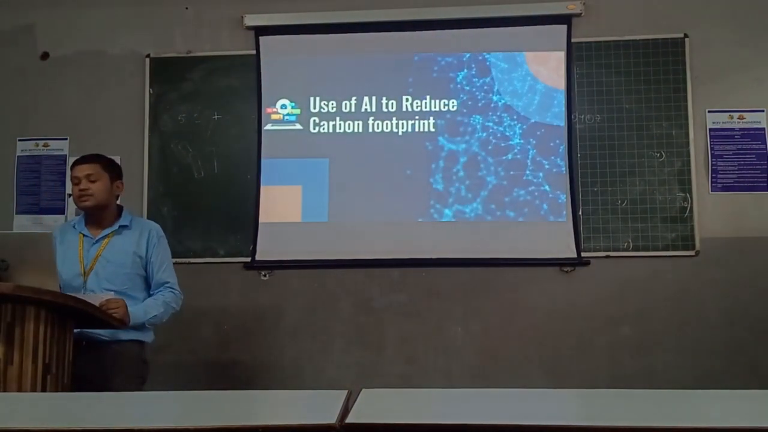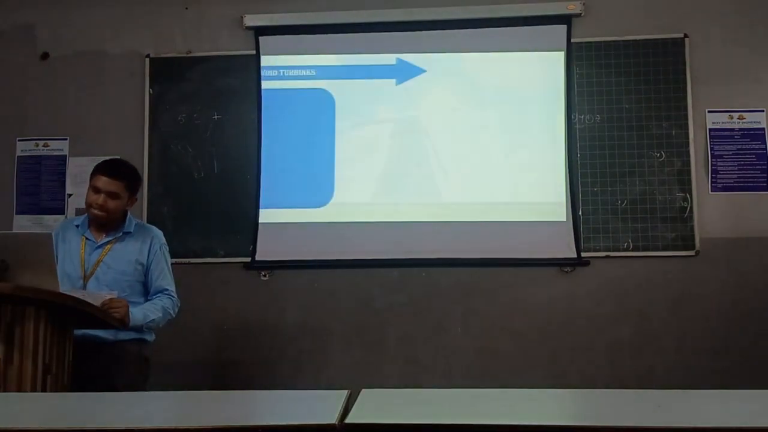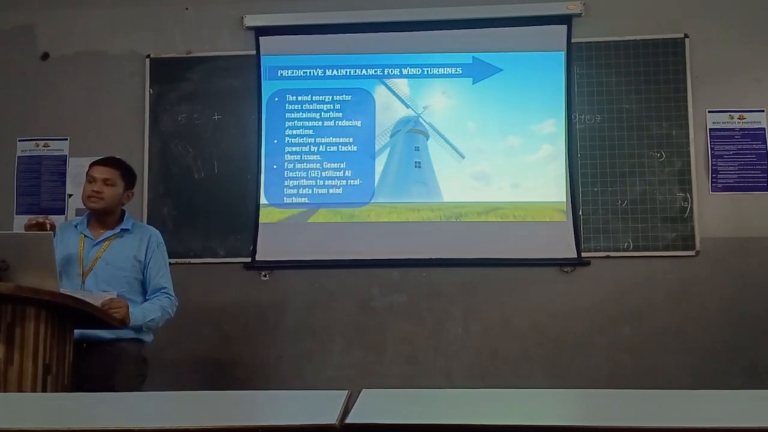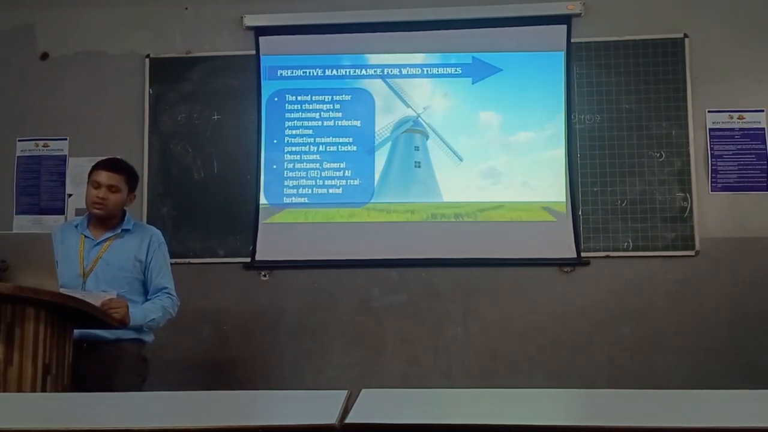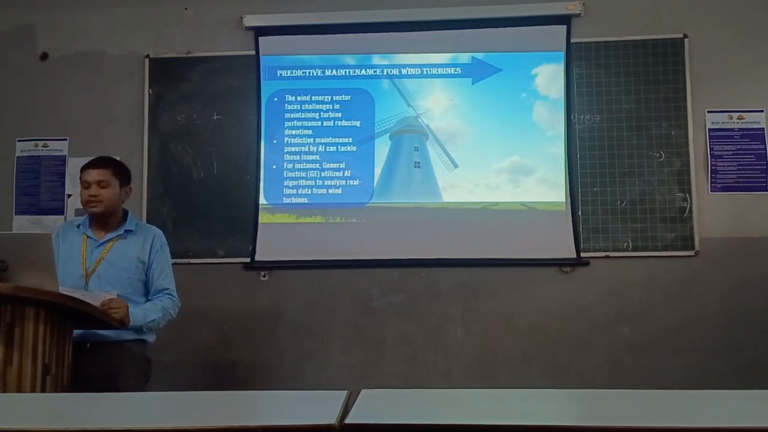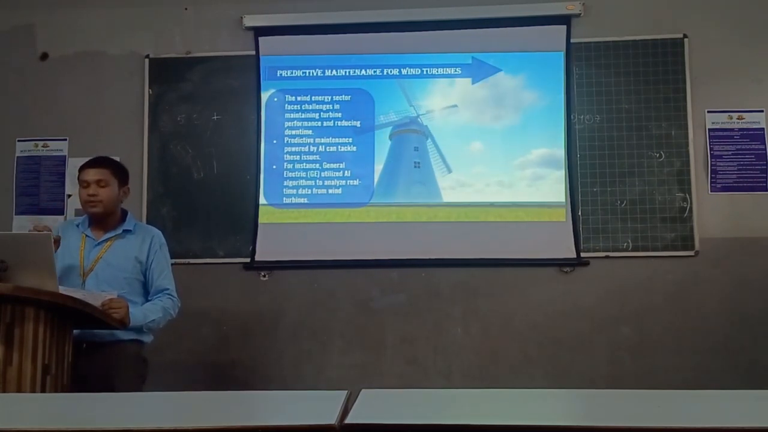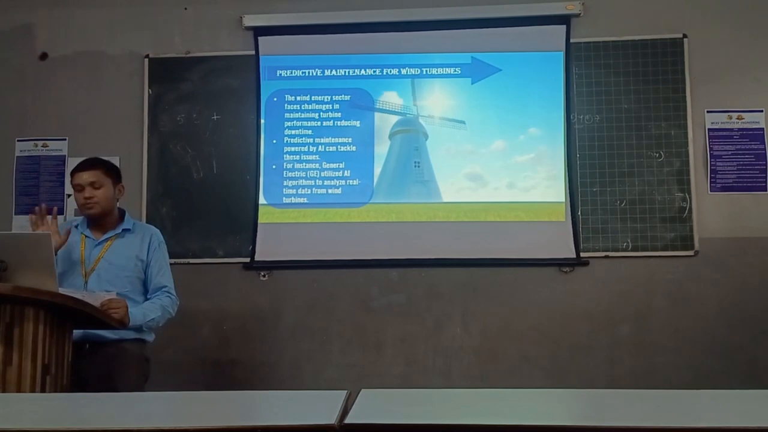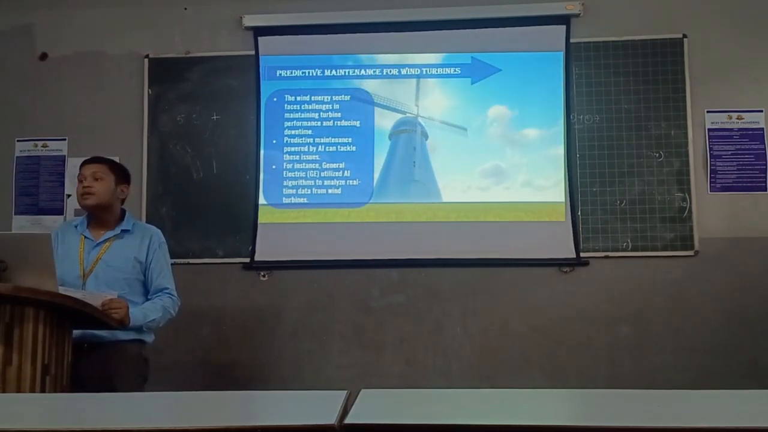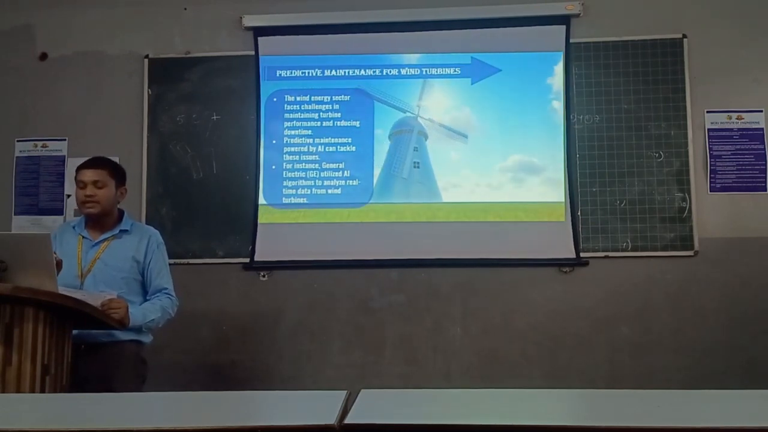Now I would like to discuss the use of AI to reduce carbon footprint. When we talk about renewable energy sources, windmill is the first thing that pops in our mind. So in the wind energy sector, people face challenges in maintaining turbine performance and reducing downtime. Now AI can help us in maintaining the wind turbines through predictive technologies. For instance, a company named General Electric utilized AI algorithms to analyze real-time data from wind turbines.